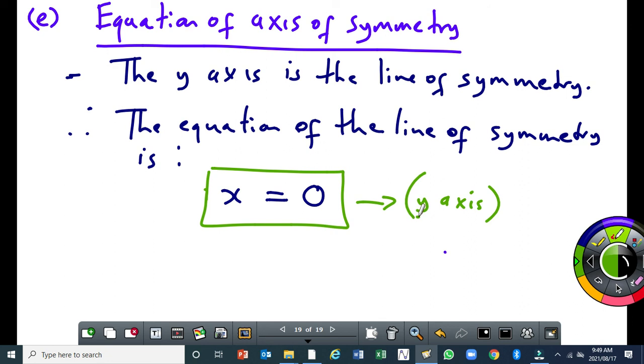So if you're asked to write down the equation of the line of symmetry, you must not think the equation will be x equal to 0. Remember what I said yesterday? All vertical lines have undefined gradient. And when you write the equations, you start by saying x equal to a specific value where the line passes through the x-axis. So this will be the equation of the axis of symmetry.